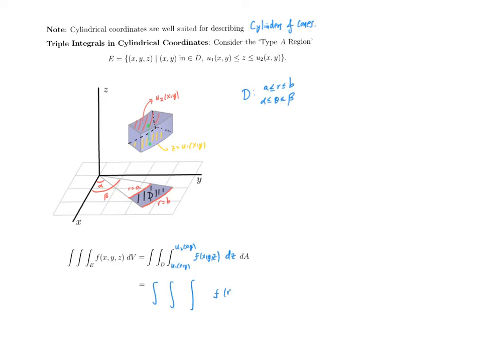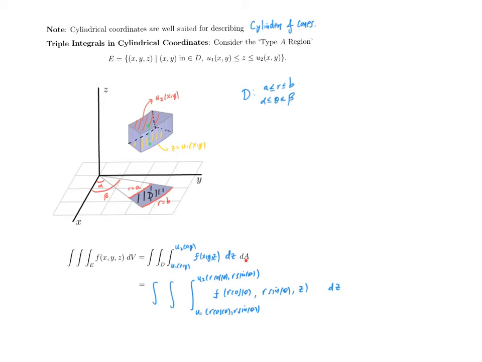Note, each x is going to become an r cosine theta, each y becomes an r sine theta, and z remains the same. So in terms of limits of integration, we go from u1 of r cosine theta, r sine theta, up to u2 of r cosine theta, r sine theta. And remember, this is the most general possible version, so of course it's going to look rather complicated and abstract. In a concrete example, as we'll encounter in a few minutes, we'll have very nice functions that we're working with, and it will look, I hope, substantially better.